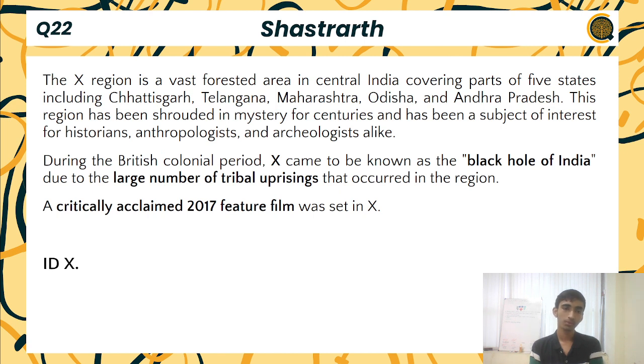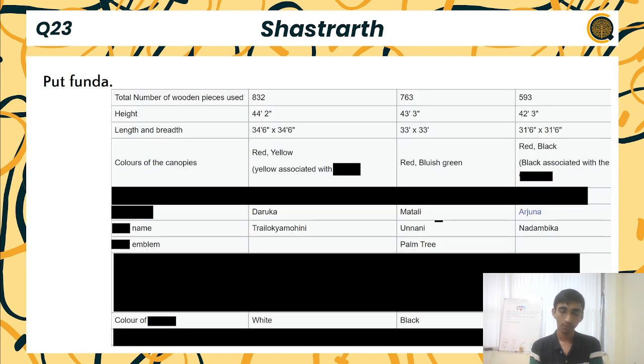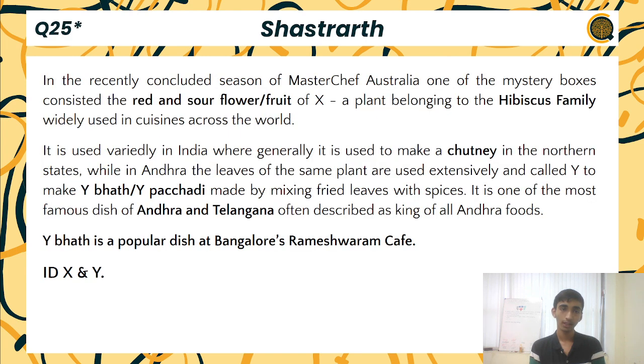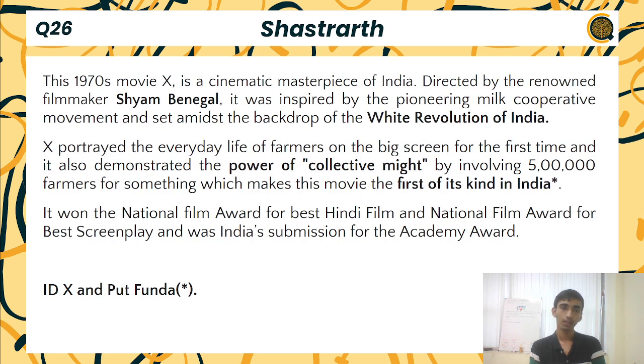22. This is just a region, vast forested area. 23. You just have to put funda. You're given a table that is taken from a page. 24. 25. You have to answer X and Y. Y is very popular in India, especially in Telangana. X is the English name. Okay. 26.